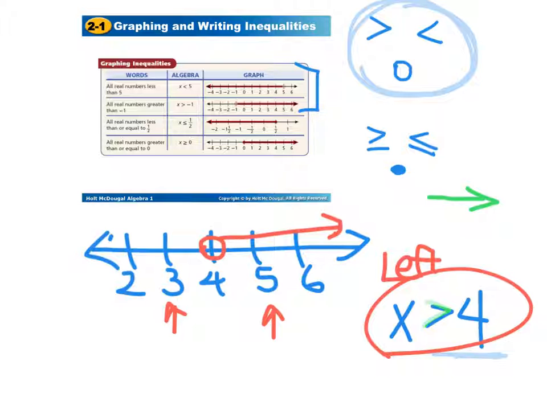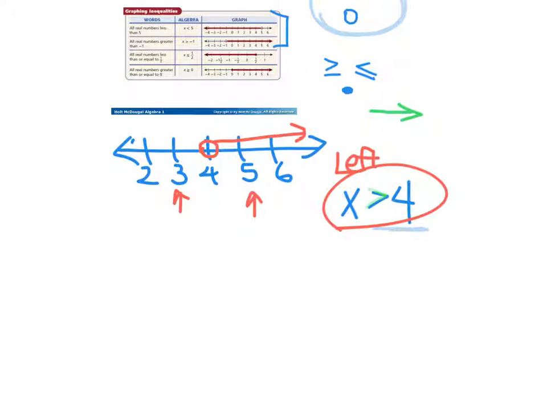Now, let me tell you why we put the circle on the number. Let's take the same thing. If I were to put 4 greater than 4, is that true? No. But what if I change it up and put 4.1? Is that true? Yes. Good. So the reason why I'm putting my circle on the 4 is as soon as it jumps off the 4, it becomes a true statement.